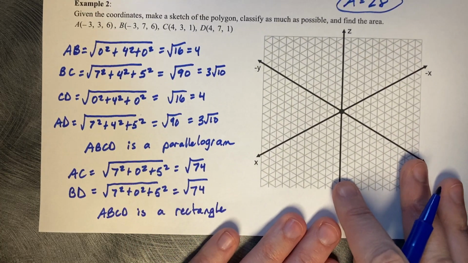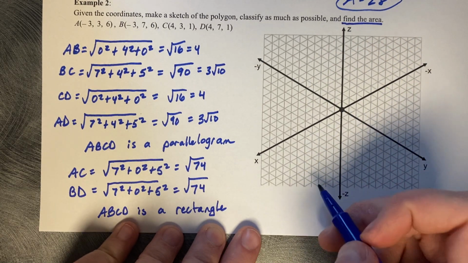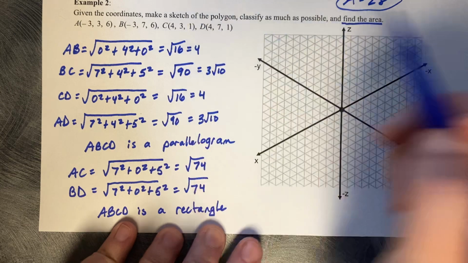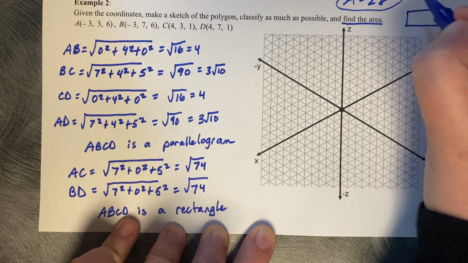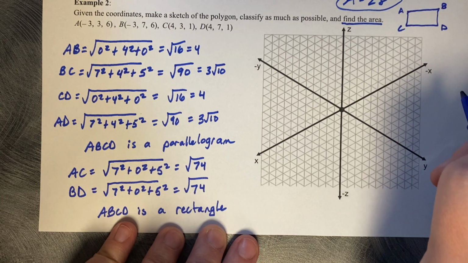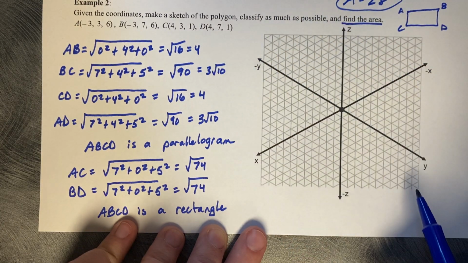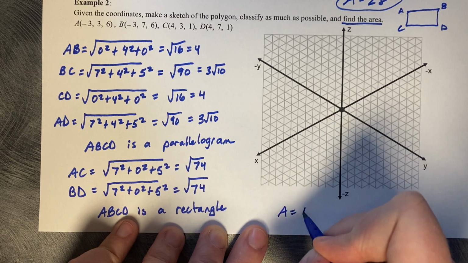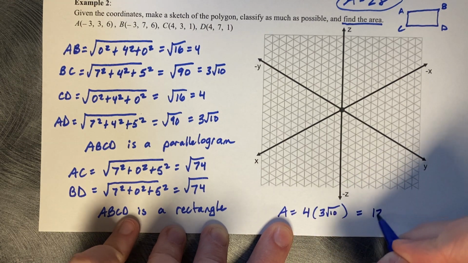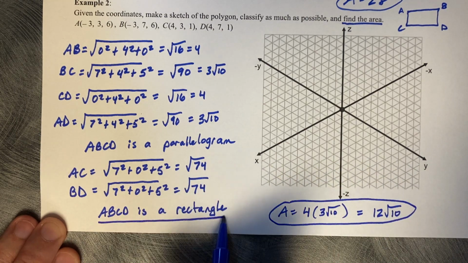So we know it's a rectangle, and then the last bit says find the area. If it's a rectangle, rectangles are just base times height. So the base in this case is going to be our BC length. If you think about just a regular rectangle, you've got A, B, C, D. You could use the CD. It's really just going to be the 2 lengths times each other in either direction. So area is going to be 4 times 3 root 10, or 3 root 10 times 4. So then 4 times 3 is 12 root 10. Thank you.